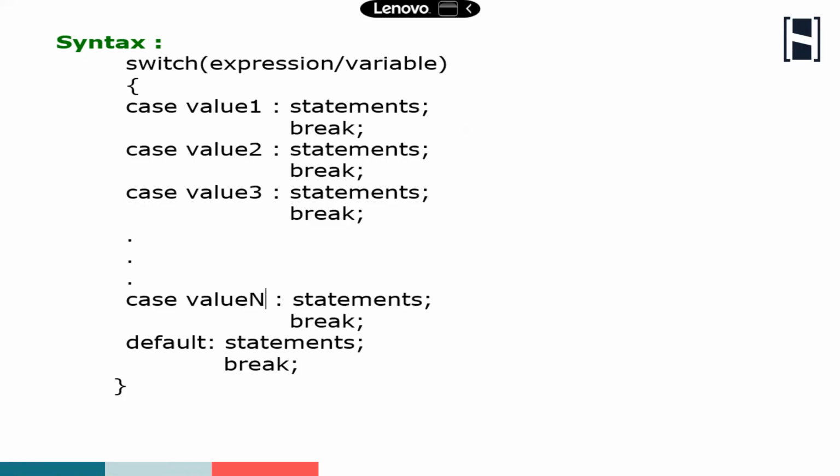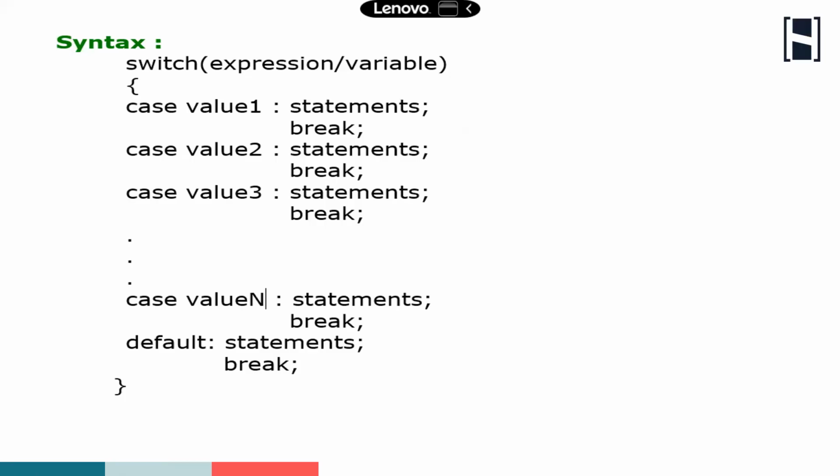So again, how is the flow going to go? The switch value will be compared with the case value. Whichever case matches, that statement will get executed and break will take the control out of the switch case. If none of the case values match, then it is going to go and execute the default block. Right, now let us try to understand this with a small example.